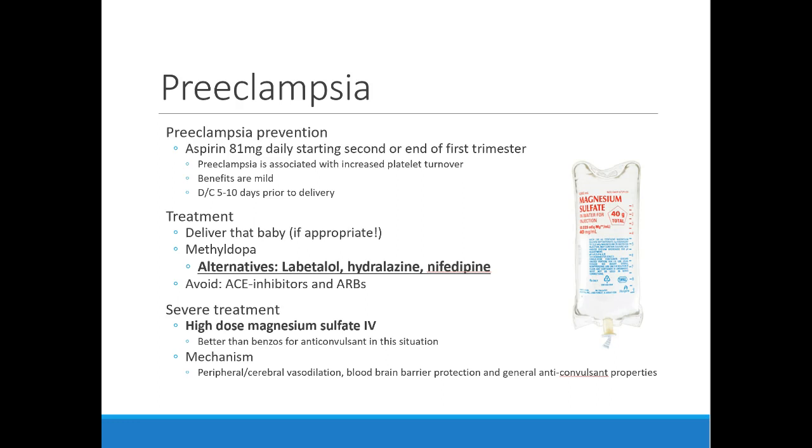For severe treatment, high-dose magnesium sulfate is used. Magnesium sulfate kind of works as a smooth muscle relaxant, and it causes some peripheral and cerebral vasodilation and blood-brain barrier protection, and it also has some general anticonvulsant properties.